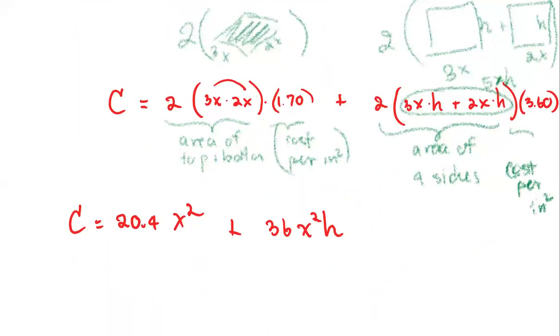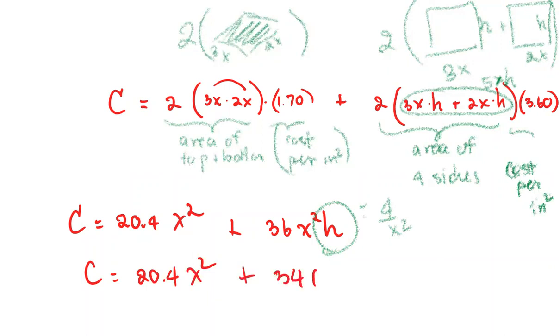We're going to replace h with 4 over x squared. Now we have cost equals 20.4 x squared plus 36x squared times 4 over x squared, and the x squared reduces. We just have to compute the number 36 and 4.